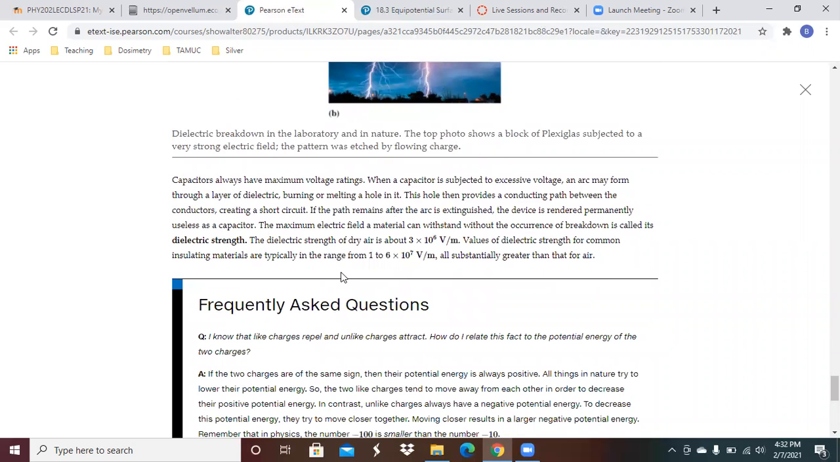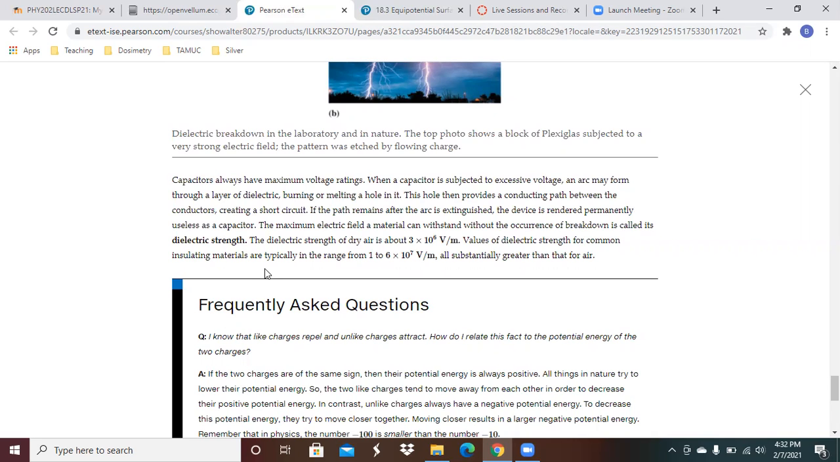So capacitors are always going to have a maximum voltage rating. When a capacitor is subjected to excessive voltage, an arc may form through that layer of dielectric, and then may burn or melt a hole through it. And that hole provides a new conducting path between the conductors, and basically you've got electrons going where you may not have intended them to go. And if the path remains after the arc is extinguished, then you've got a busted capacitor.